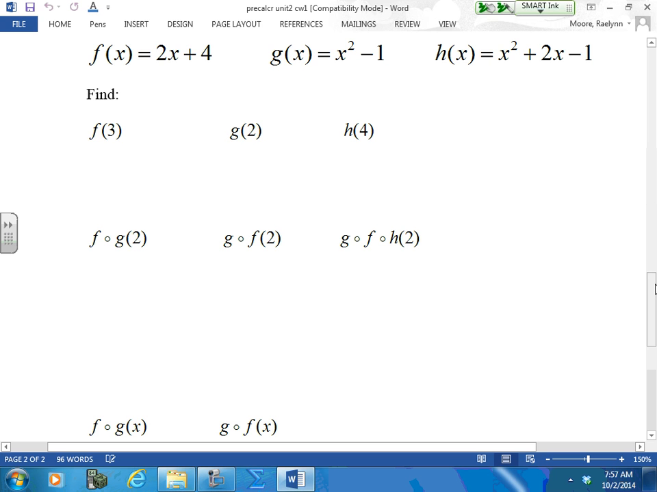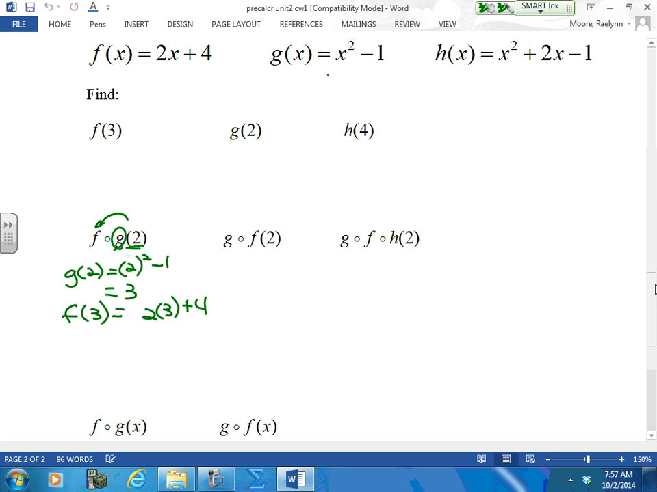Let me pull this down a little bit. So let's put your 2 in here. Which one does it go into first? G. So I'm going to take it into the G. I'm going to say G of 2, 2x squared minus 1, which we already did, right? And what was that result? 3. What do I do with the 3? Plug it into F. Now I have F of 3, F at 3, and this is giving me 10. So the value of this composition is 10.